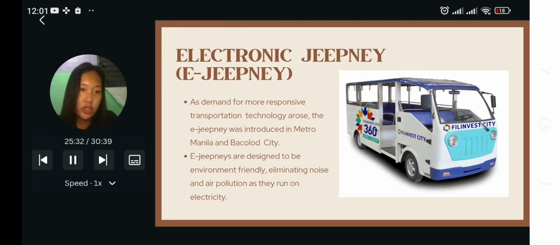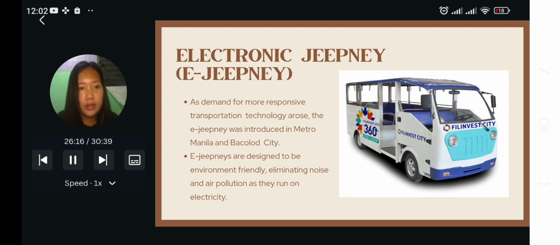So, ayan, electronic jeepney, EGP. As demand for more responsive transportation technology arose, the e-jeepney was introduced in Metro Manila and Bacolod City. E-jeepneys are designed to be environment-friendly, eliminating noise and air pollution as they run on electricity. So, dito kasi sa Pilipinas, di ba, parang pambansa sa sasakyan na natin yung jeep eh. So, yun. Kasi yung jeep na yun, nakuha pa natin yung design and improvised from scratch out of military jeeps that the Americans left in the country after World War II.